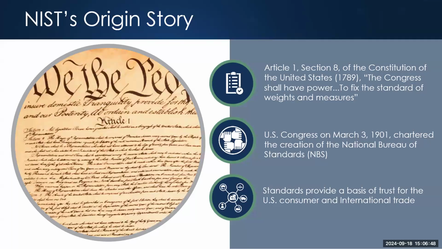But first, I also wanted to introduce NIST a little bit more formally. Believe it or not, our agency is one of the few agencies that are right in your US Constitution, even in Article 1. Article 1, Section 8 says that the Congress shall have power to fix the standard of weights and measures. And that's where we come in, and we are in a way constitutionally protected.